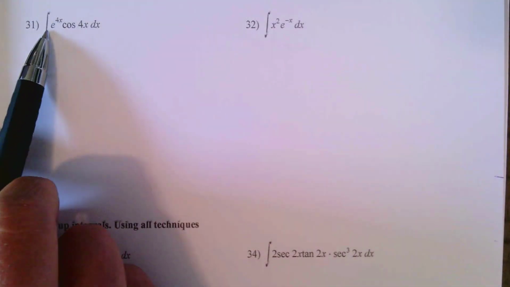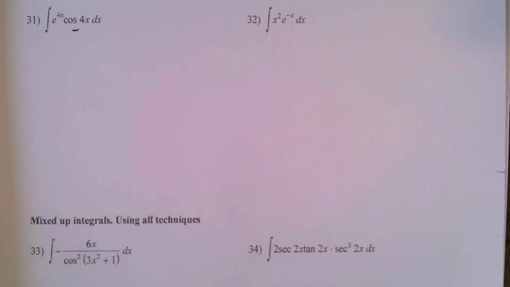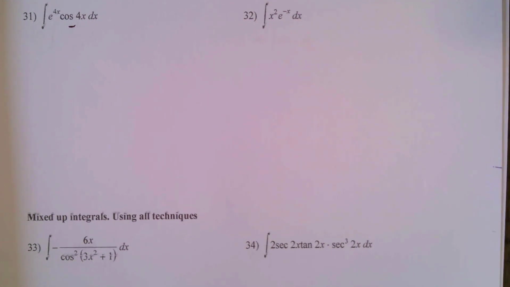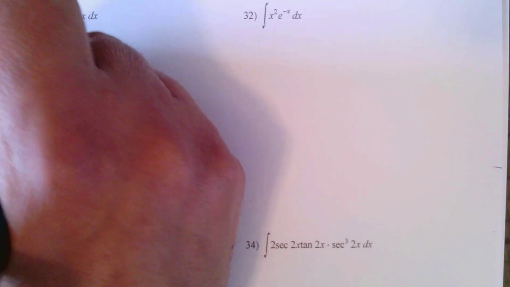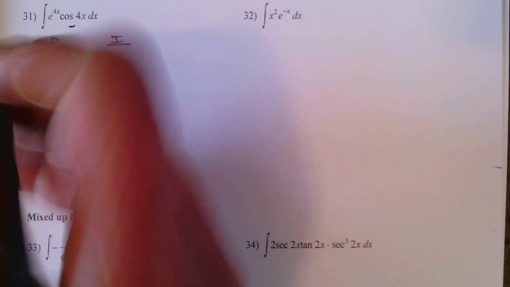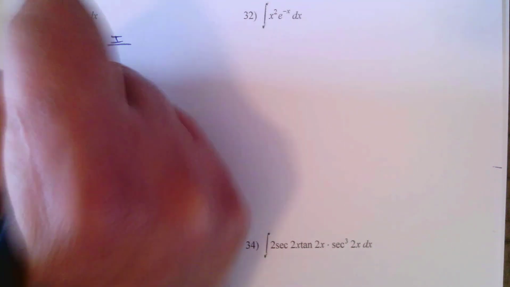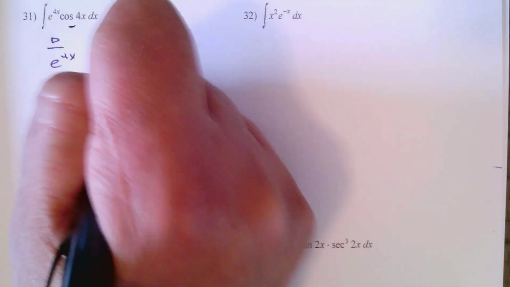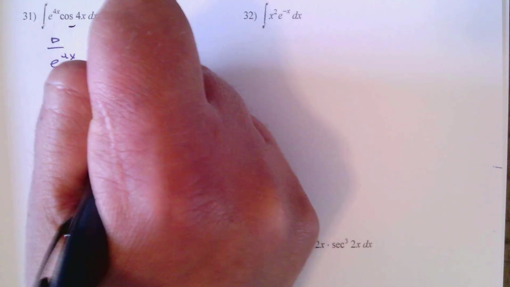Again, this involves an exponential and it involves a trig. And again, I don't think it matters in this case when you have an exponential and you have a trig, which one is your d and which one is your I. Maybe I'll do this two different ways. So we can have d being the exponential, e to the 4x, and I being the trig, the cosine of 4x.